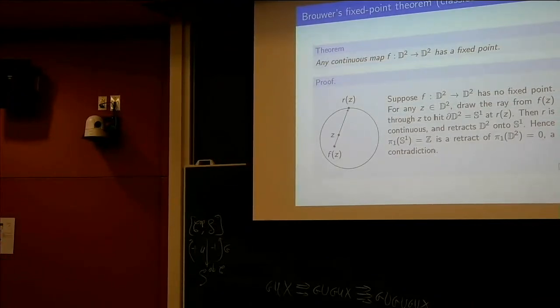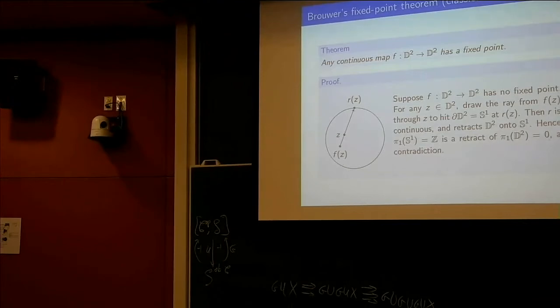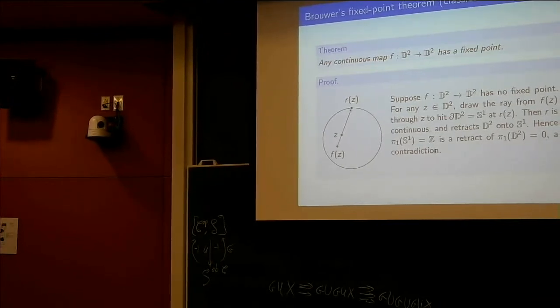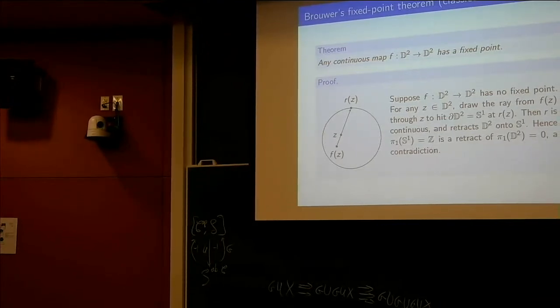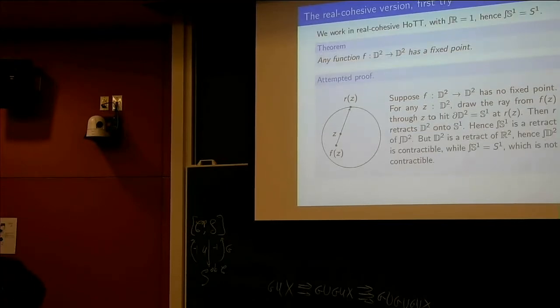So ordinary non-cohesive homotopy type theory doesn't really have a way to access this sort of application because our homotopical circle, we can prove synthetically that pi1 of it is Z, but we don't have any way to relate it to a topological circle to be able to apply this. So with real cohesive type theory, we can try to do this. So here's the first try at writing this corresponding proof.